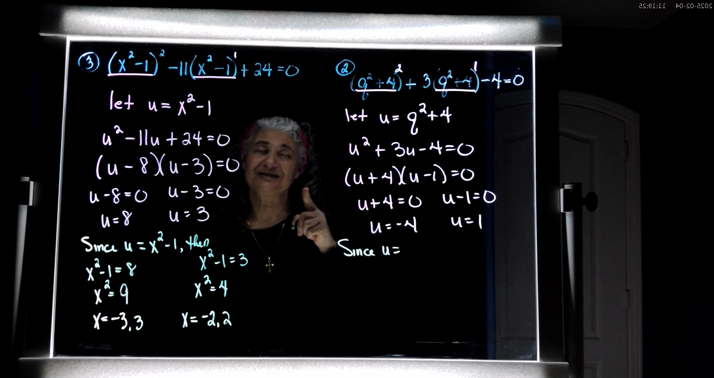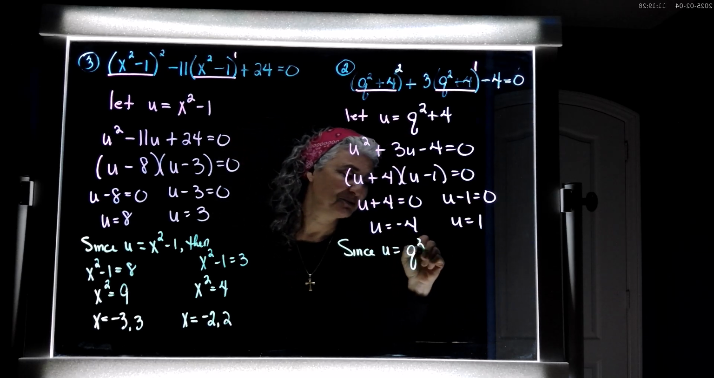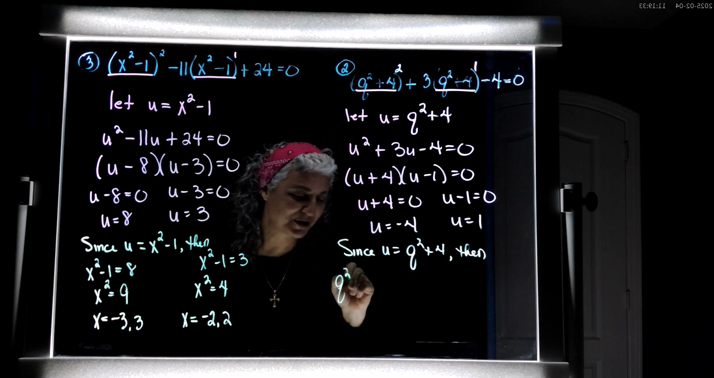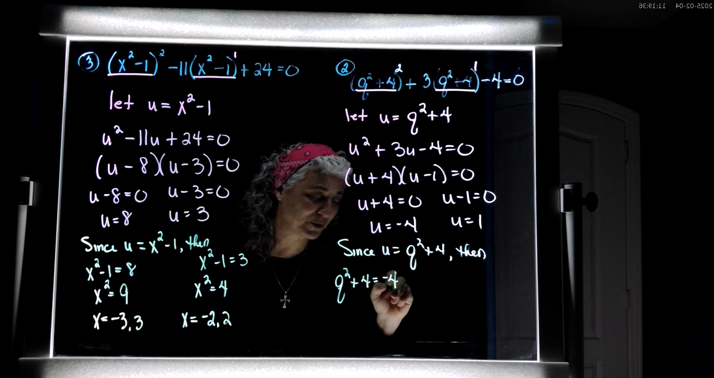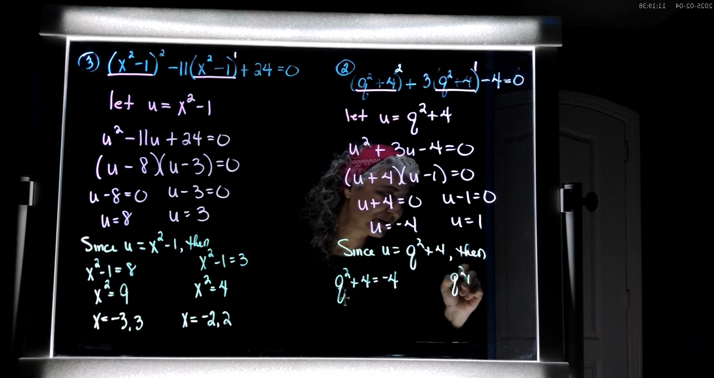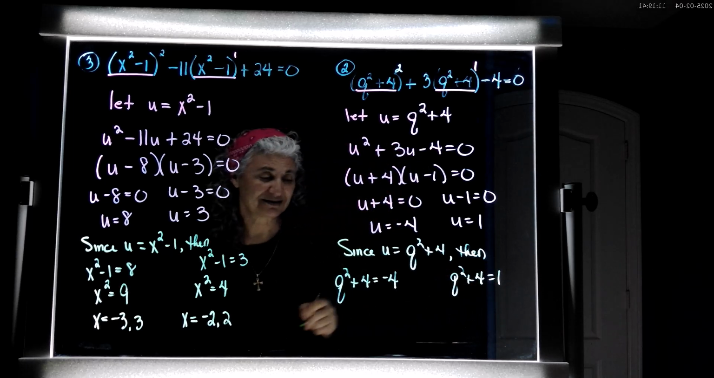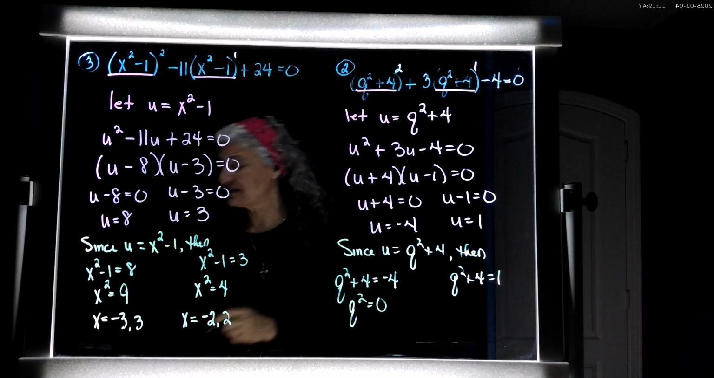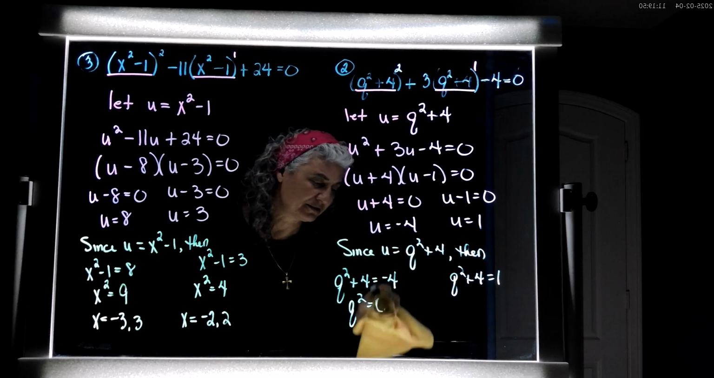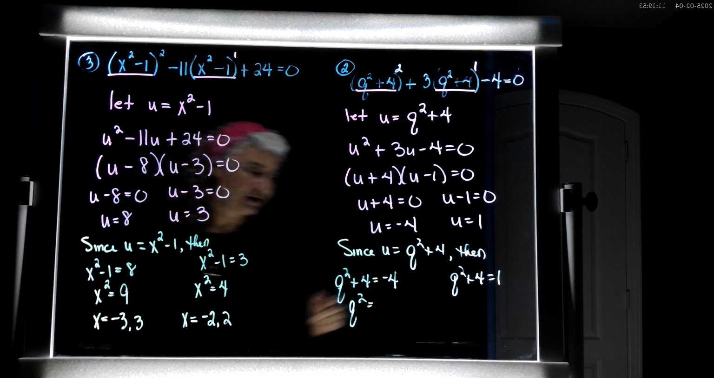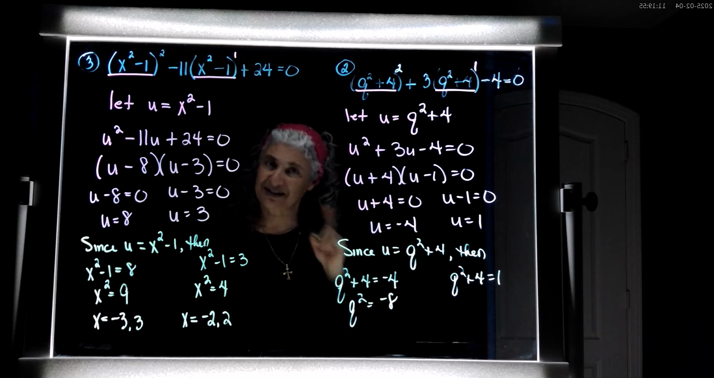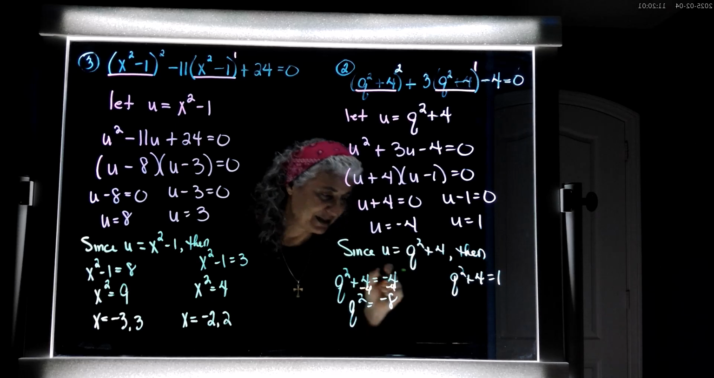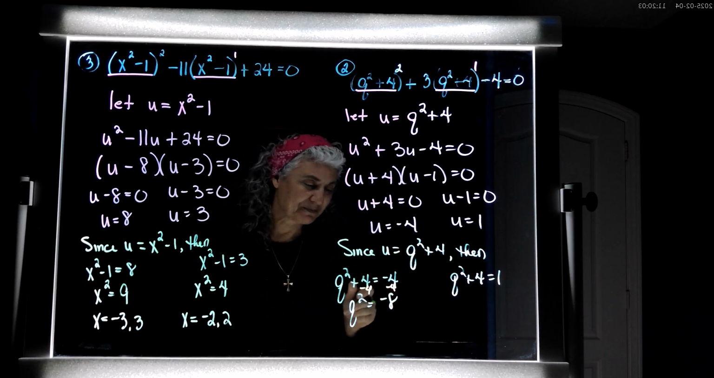Since u equaled q squared plus 4, then q squared plus 4 equals negative 4, and q squared plus 4 equals 1. Yeah, q squared is going to equal 0. Whoops, no, not 0. I'm sorry. My goof. Negative 8. Oh dear, see, this is why sometimes it's a really good idea to write this little step. My brain wanted it to be 0.